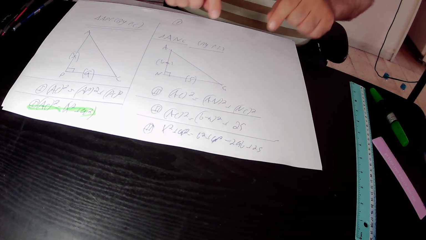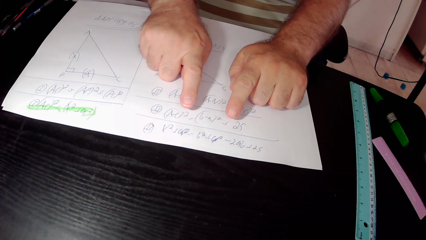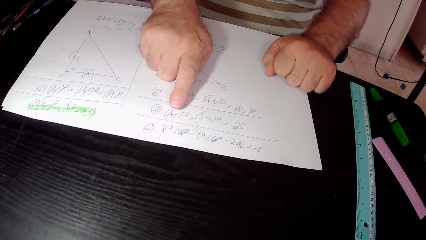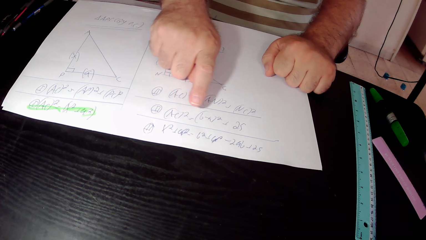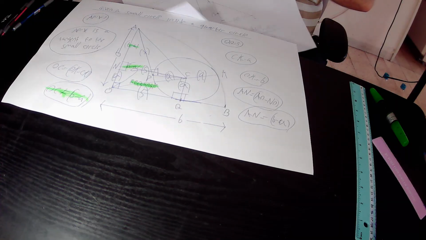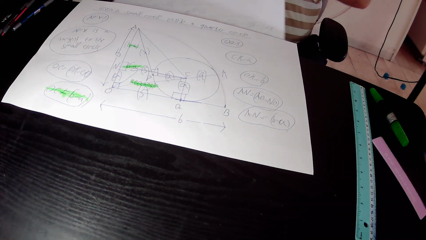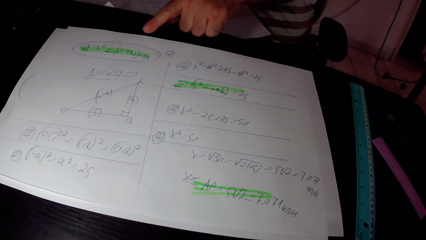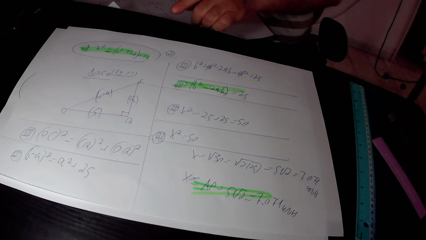Here we have A squared on both sides of the equation, so A squared can cancel. In one side of the equation we are left only with x squared. On the other side of the equation we have B squared minus 4AB plus 25. So in total, according to equation 2, we should find out that x squared equals B squared minus 2AB plus 25.